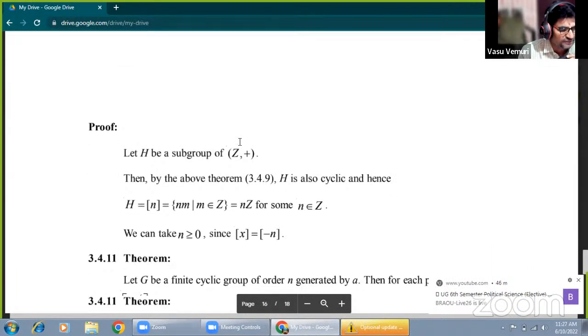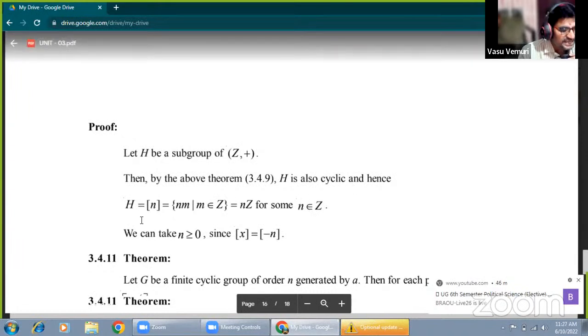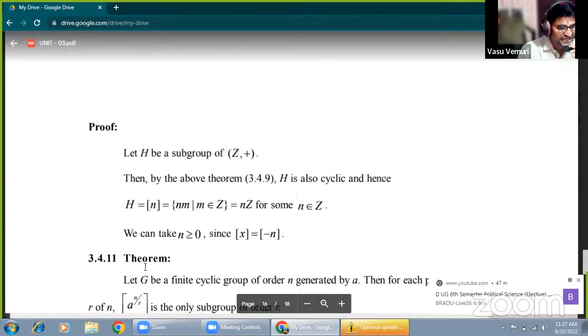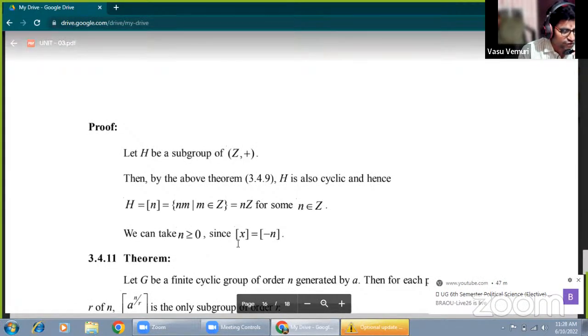Let H be a subgroup of Z under addition. By the above theorem, a subgroup of a cyclic group is cyclic. H equal to generated by N, which in additive notation means N into M, where M is an integer. Now here M being an integer means that it is NZ. We can take N greater than or equal to 0.